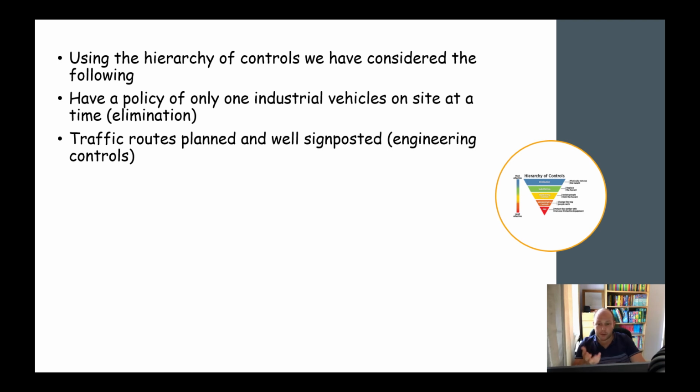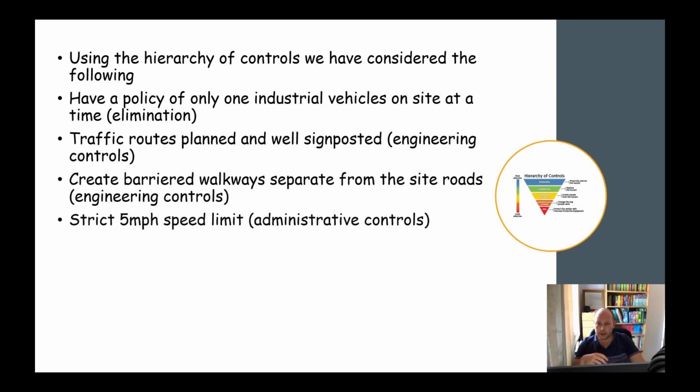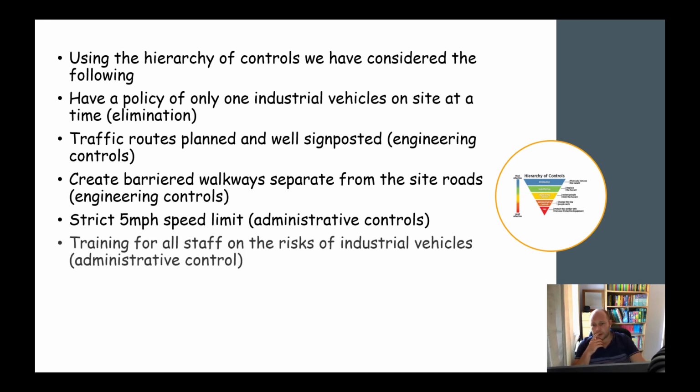You may well plan and signpost the route that the forklifts can travel on, possibly sticking with one-way systems. A barriered walkway would be an example of engineering controls. You're physically removing people from the hazard. Things like a 5 miles an hour speed limit make people so much safer. It's going to cause a lot less damage being hit at 5 miles an hour than, say, 30.